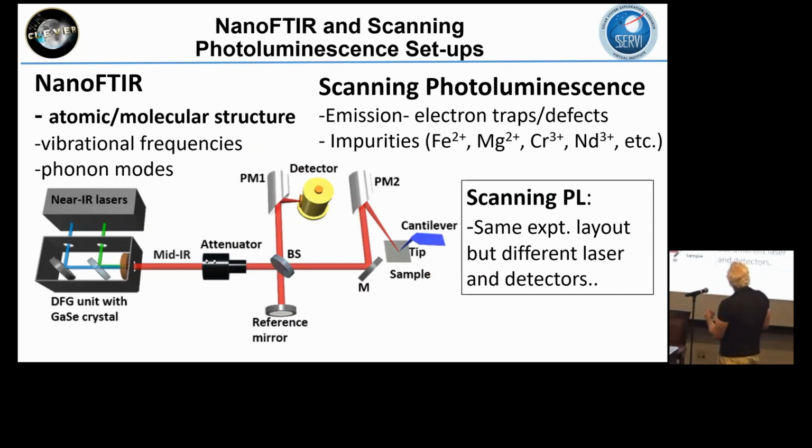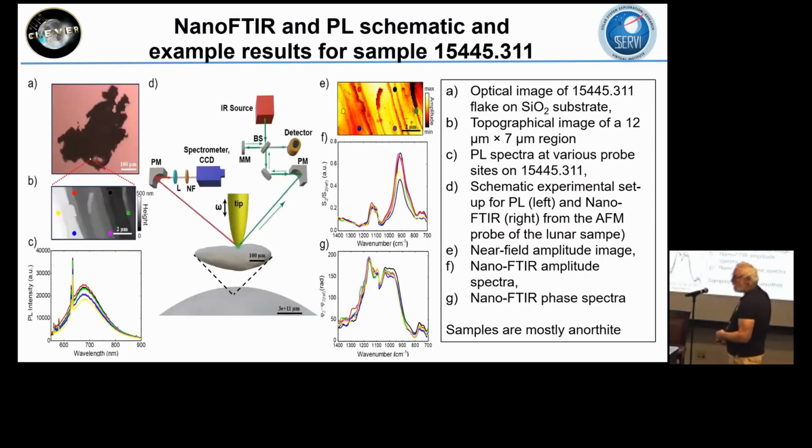There's another technique we used at the same time. It's scanning photoluminescence. So it's ostensibly the same technology, except we don't use the scanning probe tip. You focus a higher energy laser beam, or in terms of its wavelength, and then you look at the luminescence, and then you can move that, and you can look at the spatially resolved photoluminescence. And that's very useful because it gives you information on electron traps and damaged sites. And those are typically correlated with the presence of impurities, such as ions that are known to be in these lunar materials: magnesium, iron, chromium, neodymium, et cetera. Okay, so we're going to use both of these.